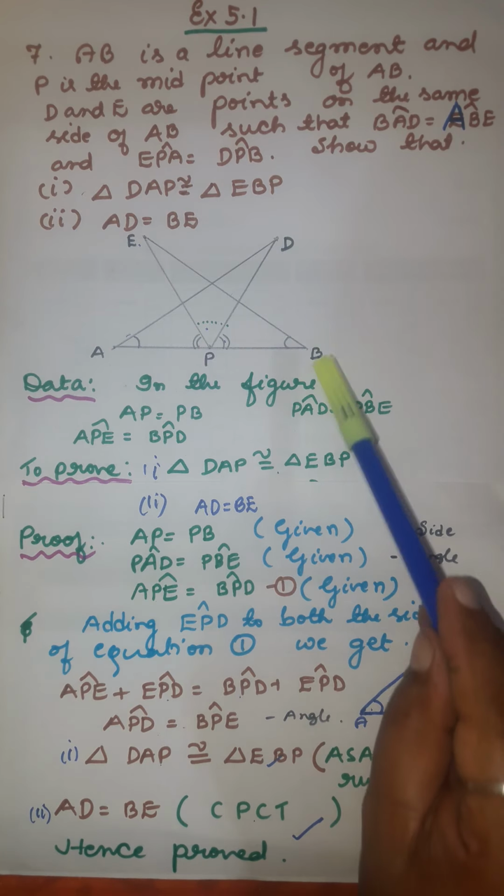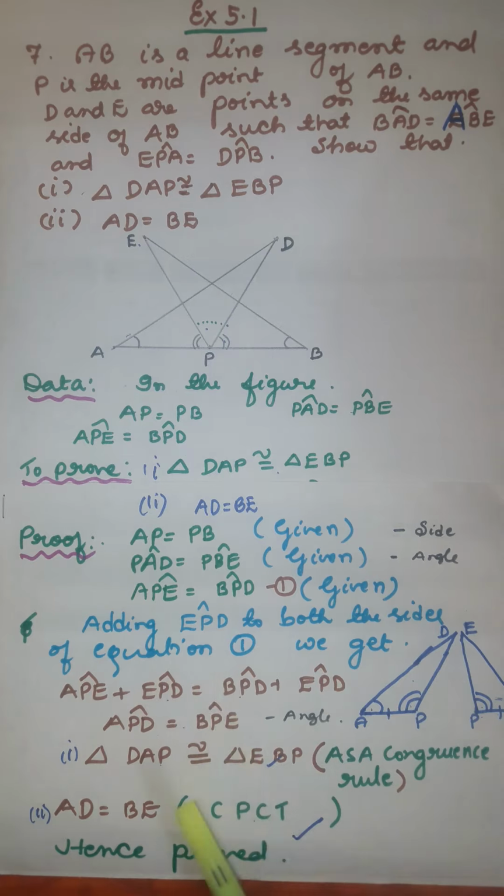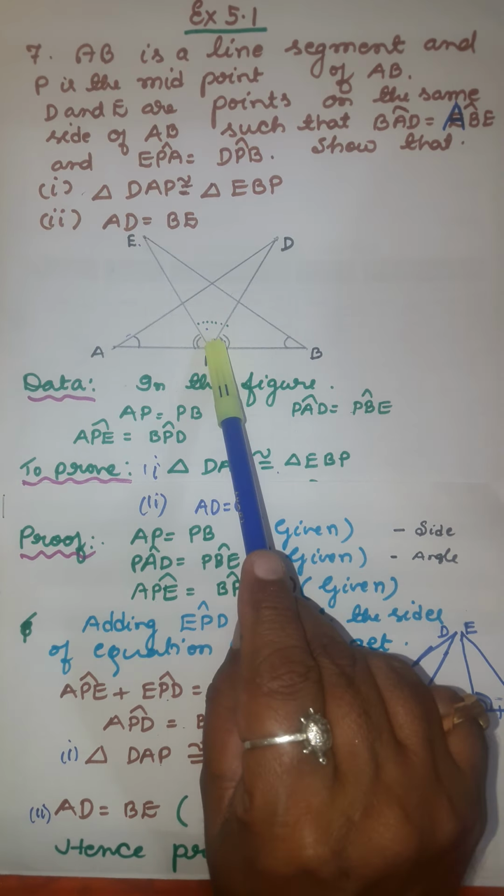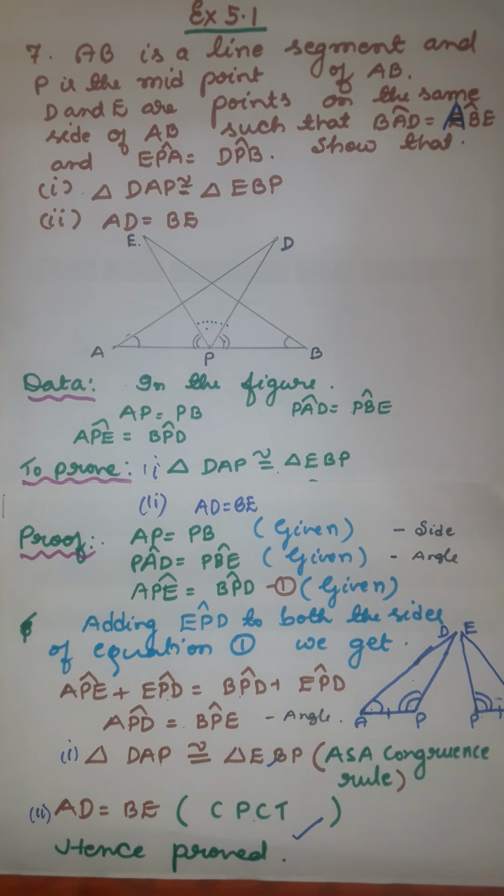Then if you add angle BPD to angle EPD, we get angle BPE. So this is what I have written. Now dear children, you get here two triangles, triangle DAP and triangle EBP. In these two triangles, AP is equal to PB. So corresponding angles, angle PAD is equal to angle PBE, and angle APD is equal to angle BPE, corresponding angles.